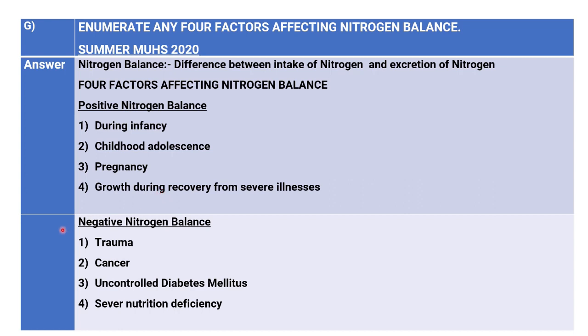Then the next one is negative nitrogen balance. Negative nitrogen balance means loss of nitrogen, and this commonly happens during trauma, cancer, uncontrolled diabetes mellitus, and severe nutrition deficiency. In all this catabolic activity there is a breakdown of protein, and whenever there is a severe nutrition deficiency, in all these conditions there is a negative nitrogen balance.